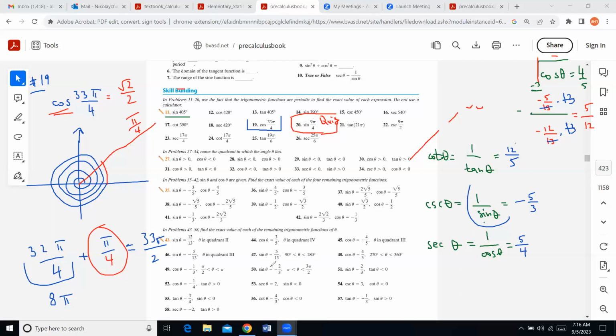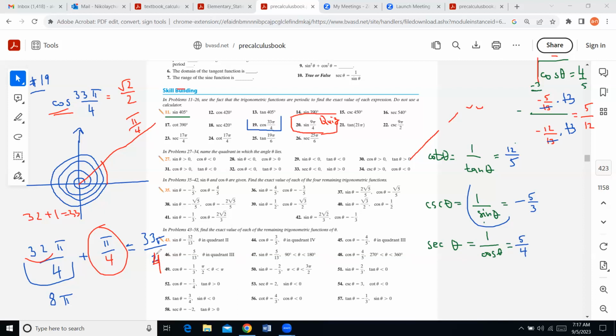Professor, do you think you can go over 19 again? Yeah, because I didn't really understand. So you split 33 into 32 plus 1. That's pretty much all it is. 32 plus 1 is 33. That's why 32 pi over 4 plus 1 pi over 4 is 33 pi over 4.